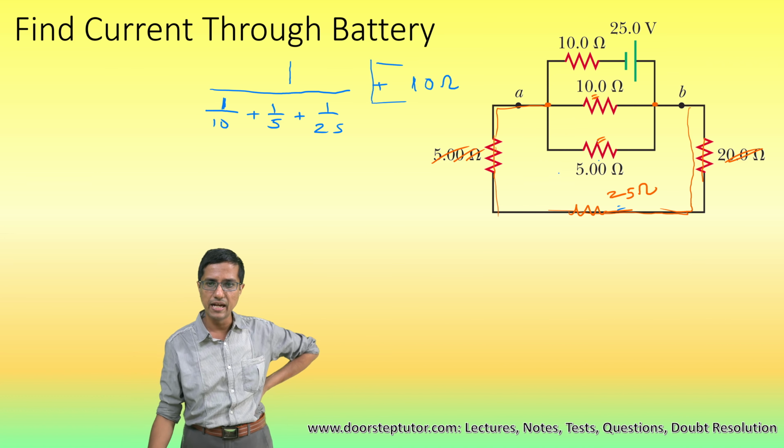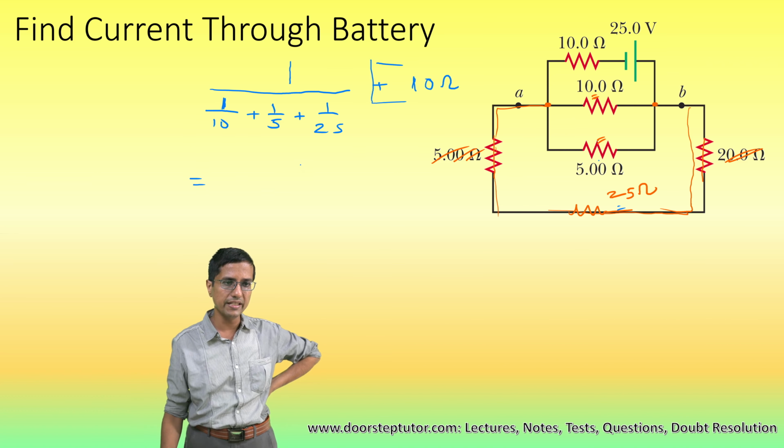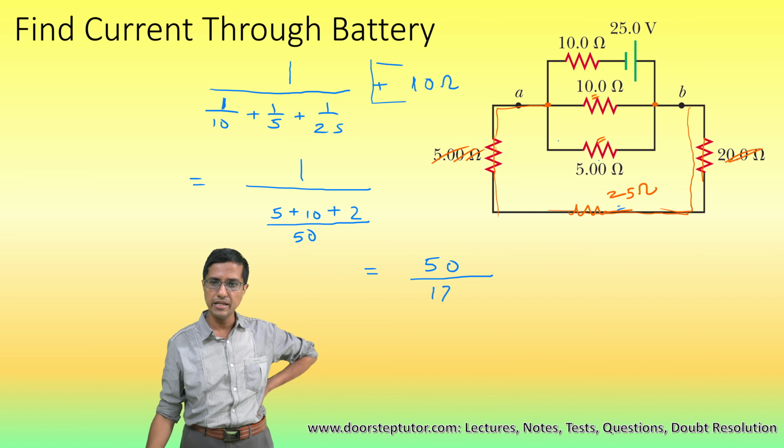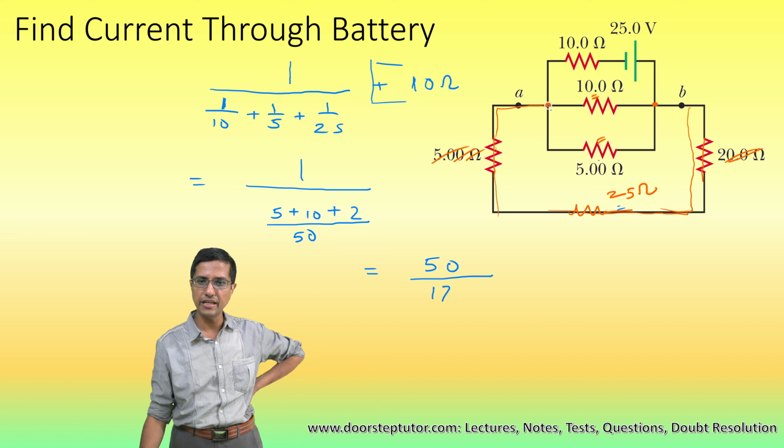Let's simplify this parallel resistance for now. This becomes 1 upon 1 by, and of course the LCM comes out to be 50. So this becomes 5 plus 10 plus 2 over 50, and the 50 goes to the top. So we have 50 divided by 17. That is the equivalent resistance across here. So this is the resistance we got, a single resistance, and the value of this resistance is 50 by 17 ohm.